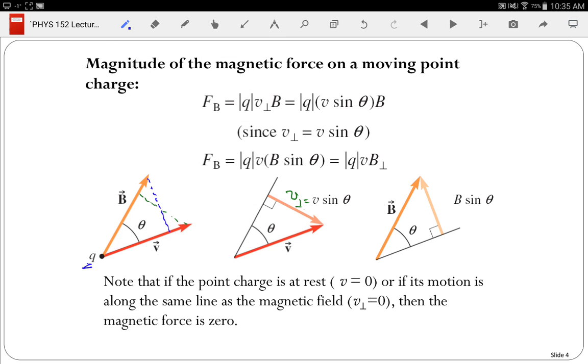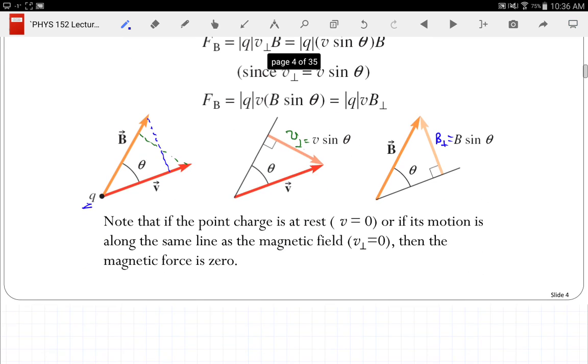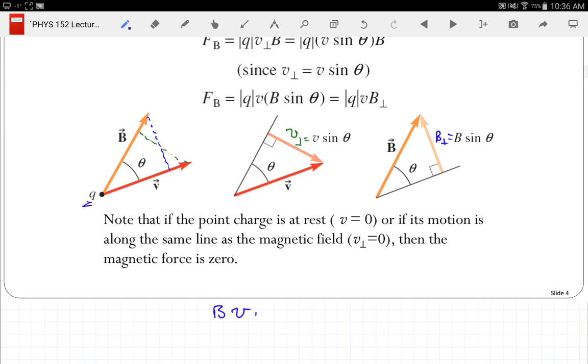The other one is B perpendicular, the component of the magnetic field perpendicular to the velocity, equal to B sine theta. In both cases, if you take B times V perpendicular, that's equal to BV sine theta. And if I take B perpendicular times V, that's B sine theta V. They're the same thing. So it doesn't matter which one you're taking the perpendicular to, just choose one.